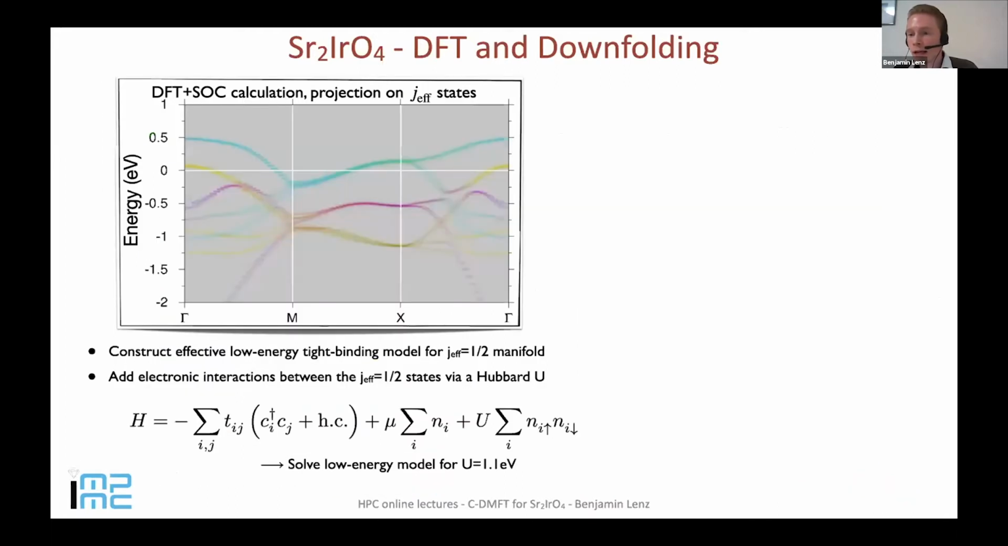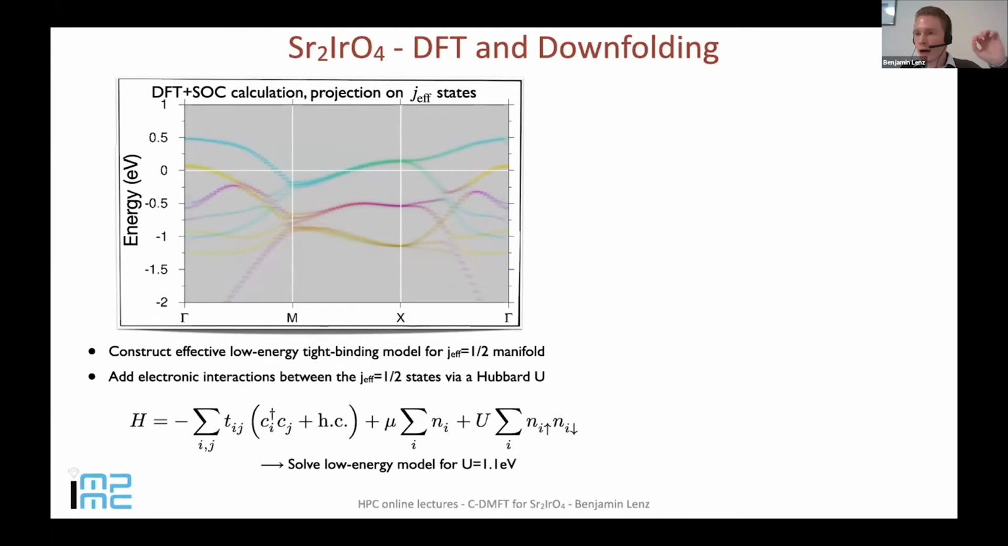So the electron-electron interactions, which are very strong and which are not properly treated in DFT. So what we want to do now is actually to take this DFT calculation as a start in order to construct an effective low energy model for this J effective 1/2 band. And then we will add on top of that explicitly electron-electron interactions. This is actually the part that was mentioned in the previous talk already.